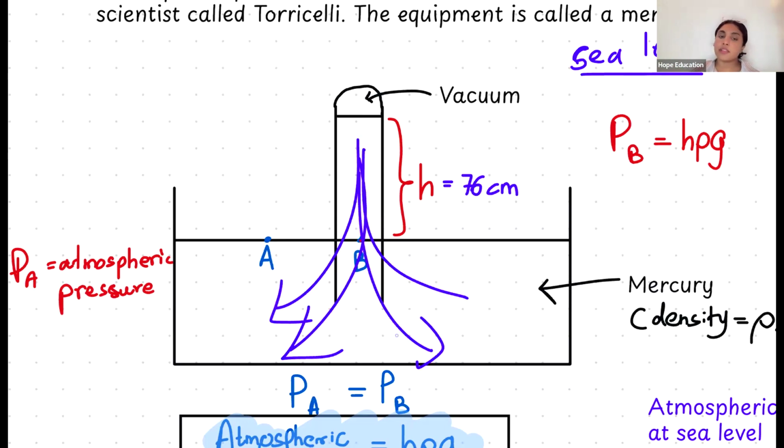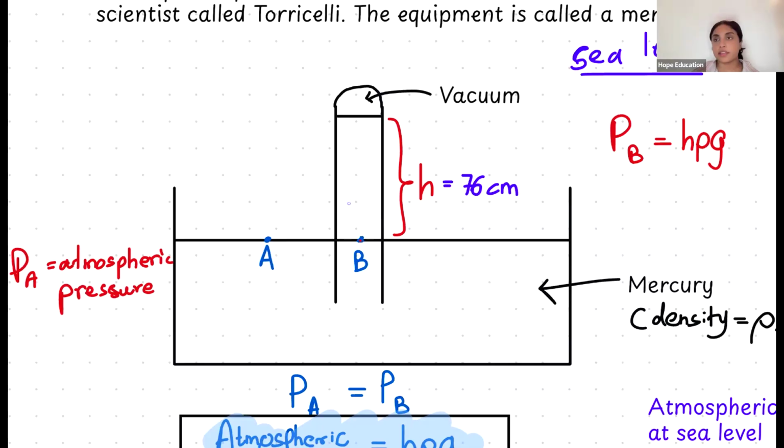Do you all have any creative answers for that? Why did all the mercury inside not flow out? Any answers for that? Yeah. Others?